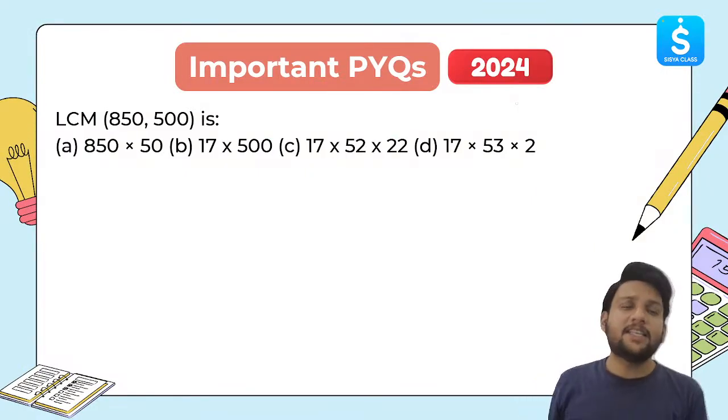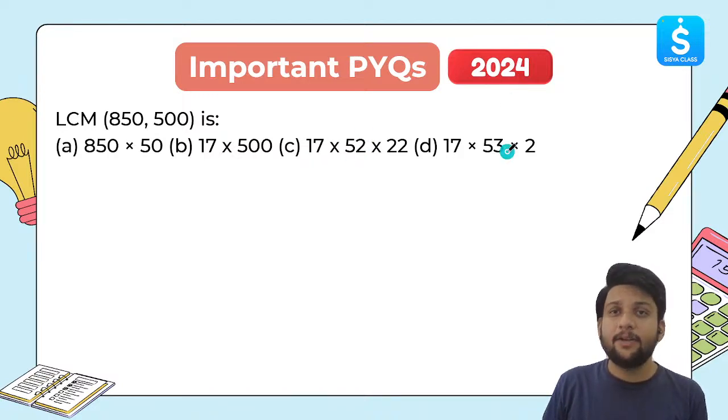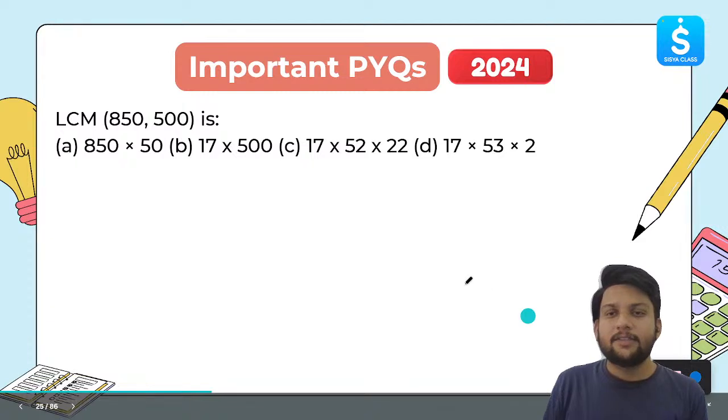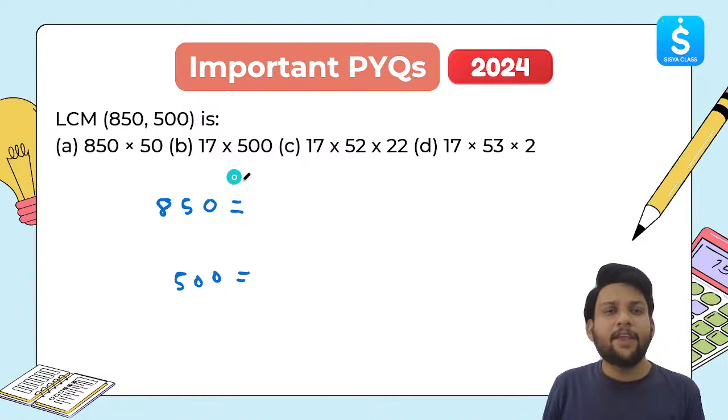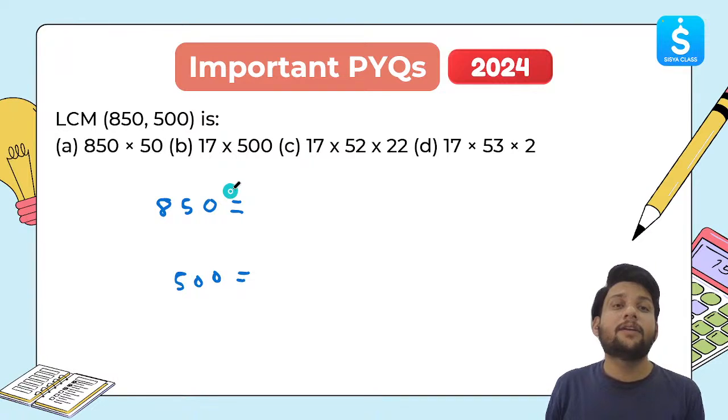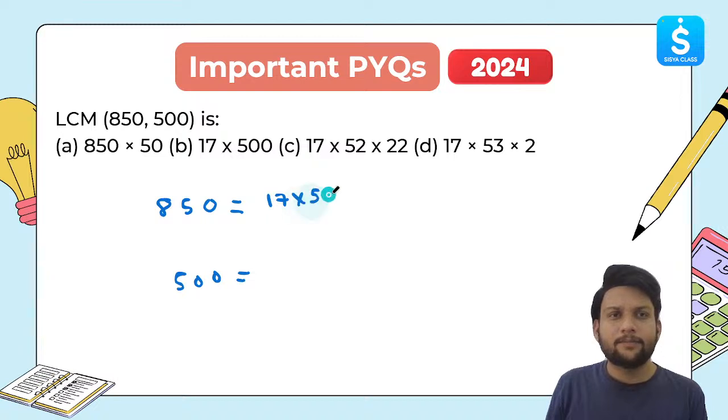The first question is: LCM of 850 and 500 is what? This came in 2024. Dear students, I will try to solve this very easily. This thing comes with practice. Now see, 850 I can write as 17 times 5, which is 85. So I can write this as 17 times 50. Now 50 I can also write as 25 times 2. So I can write this as 17 times 5 square times 2.